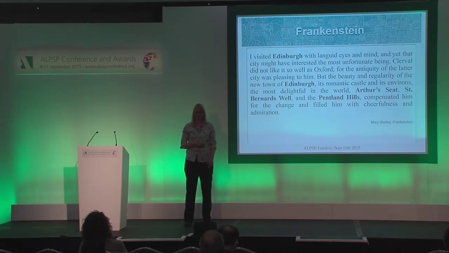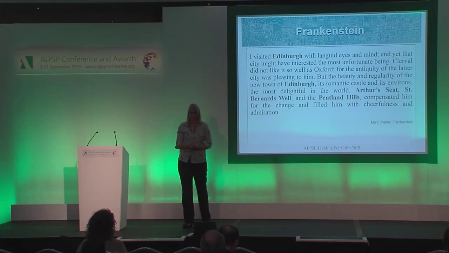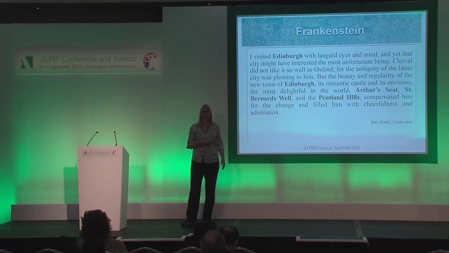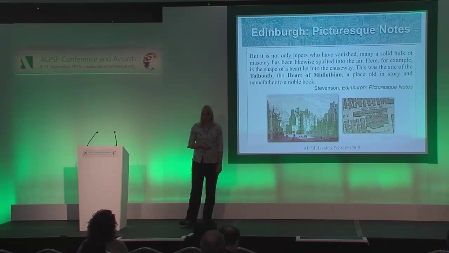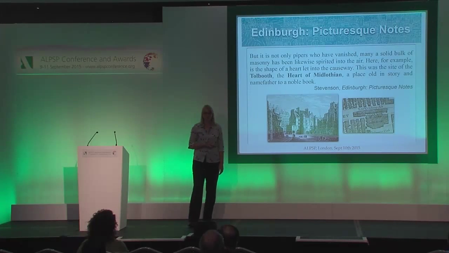You might not have expected it to contain an Edinburgh setting, but there you can see a few place names from Edinburgh: Arthur's Seat, Pentland Hills, St Bernard's Well. And so we decided to, even though the majority of the book isn't set in Edinburgh, include books like that, as long as there was at least some description of places within Edinburgh contained in the book. Here's something slightly more obvious, the Picturesque Notes from Robert Louis Stevenson.